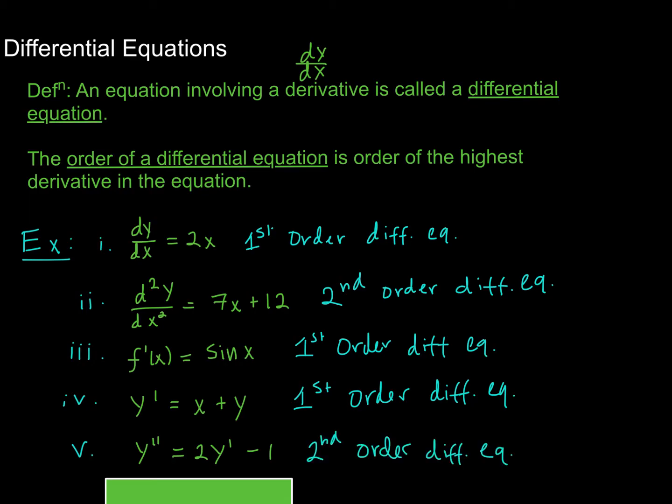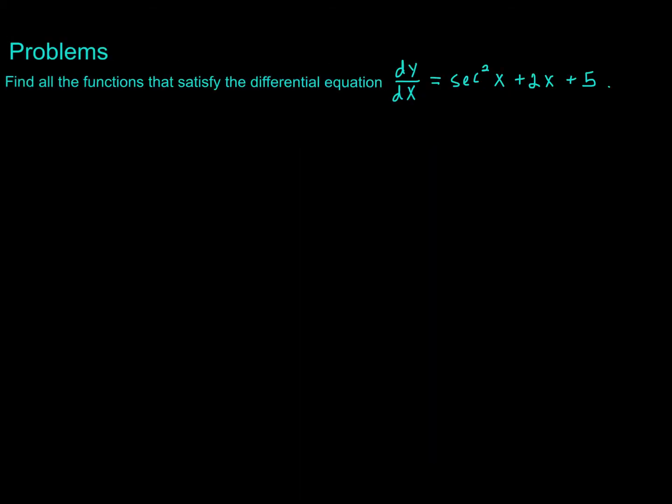All right, so let's go ahead and take a look at a simple differential equation problem. Let's find all the functions that satisfy this differential equation here: dy dx is equal to secant squared x plus 2x plus 5. Go ahead and try that on your own. If you haven't noticed already, it would be very helpful to know your antiderivatives, and if you don't, to at least have a list handy so that you can start to learn them as we work through these. Try this on your own, and then we'll take a look at how your work should look and what the answer should be.